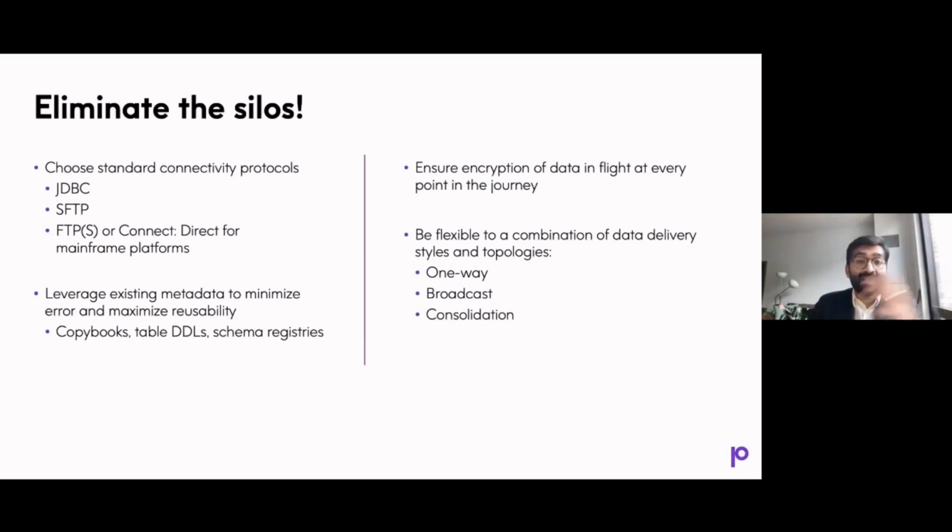So one-way replication may be a good place to start, but broadcasting may make sense where you propagate out, say, events from one source to multiple destinations all at once. Or you may consolidate data. As you're building out your data lake, a consolidation may make sense. So what I would say is, as you're eliminating these silos, think through these different topologies that you can leverage and deploy.